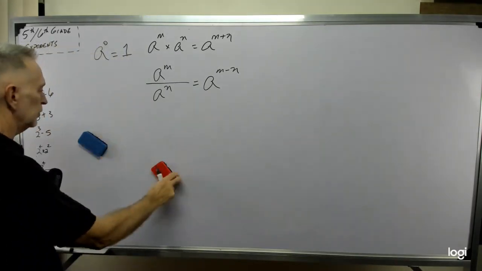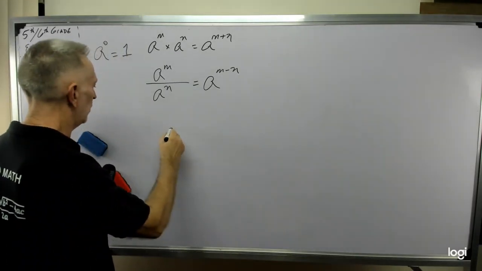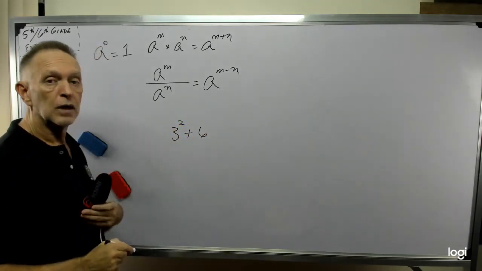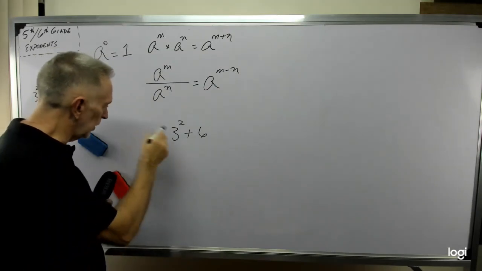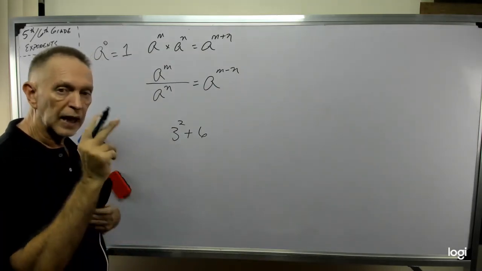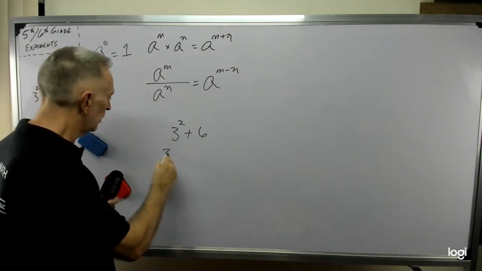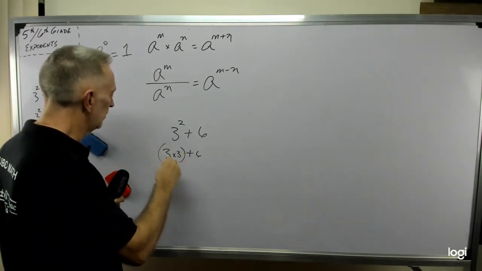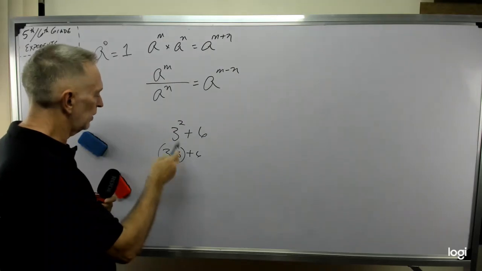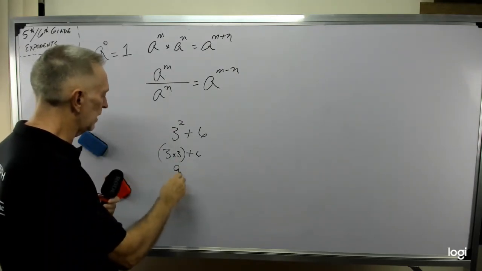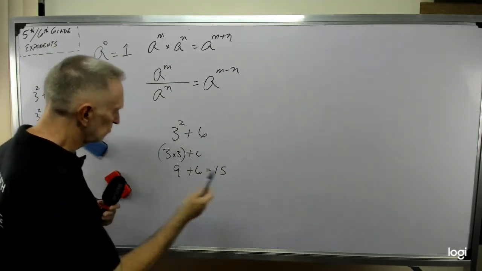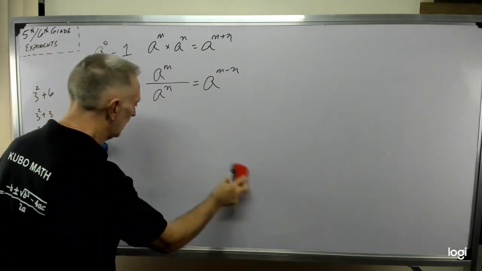Okay, let's just work a few problems here. Now we have 3 to the second power plus 6. How would we work that? Well, it's 3 times itself 2 times. 3 times 3 plus 6. I'm going to put a parentheses around that. 3 times 3 is 9 plus 6 equals 15. Okay, nothing magical there.